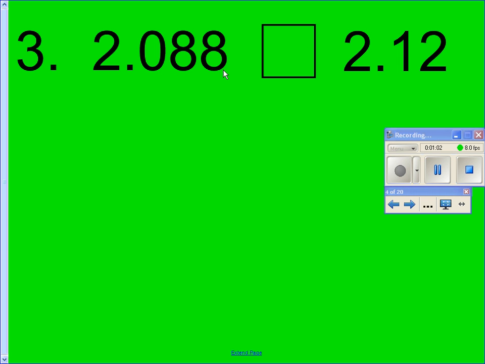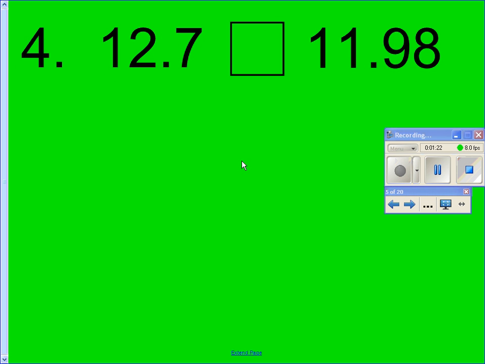2 and 88 thousandths is greater than, less than, or equal to 2 and 12 hundredths. The ones places are the same, so we're going to move to the tenths place. 0 is less than 1, so 2 and 88 thousandths is less than 2 and 12 hundredths.